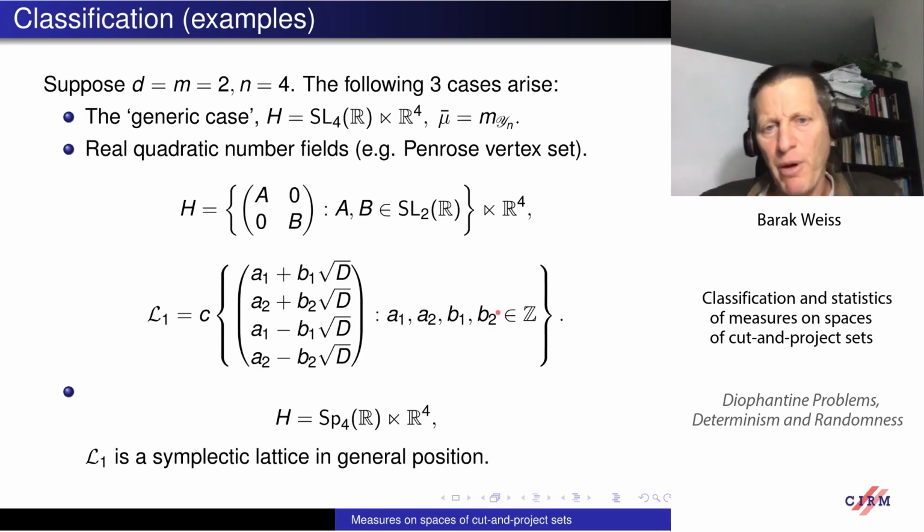And the third example possible in this dimension is the symplectic case. The group H is the symplectic group. And the lattice is a symplectic lattice. It has a basis which is a symplectic basis of four-dimensional space. So this is an example of how the classification works in dimension 2 with n equal to 4.